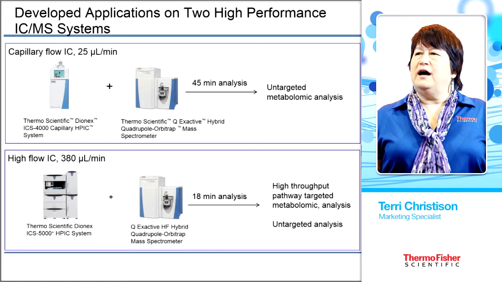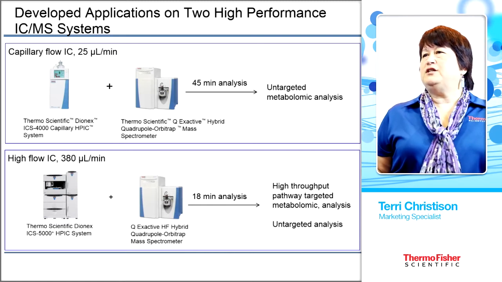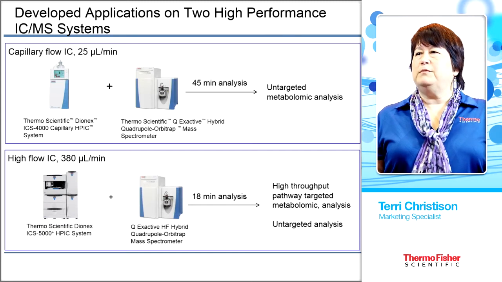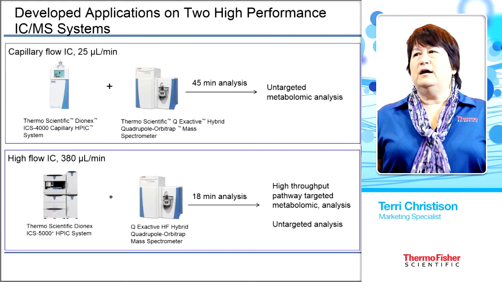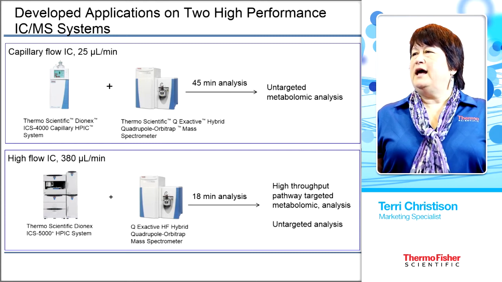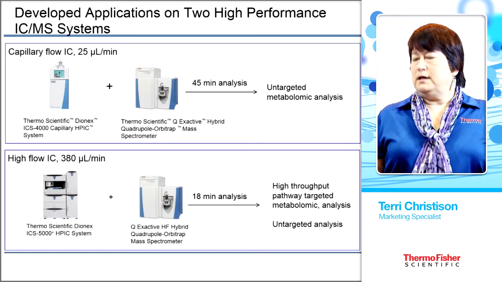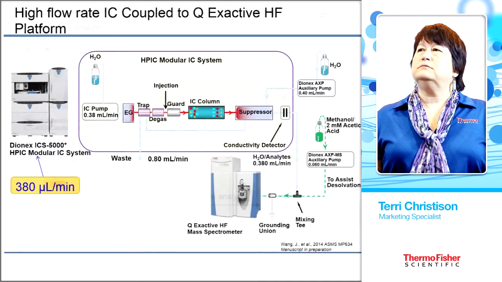Additionally, we developed a higher flow rate application at 380 microliters per minute on the ICS 5000 plus HPIC system, coupled with Q Exactive HF hybrid, and this is a high throughput targeted analysis in 18 minutes. But it can also be used for untargeted as well.